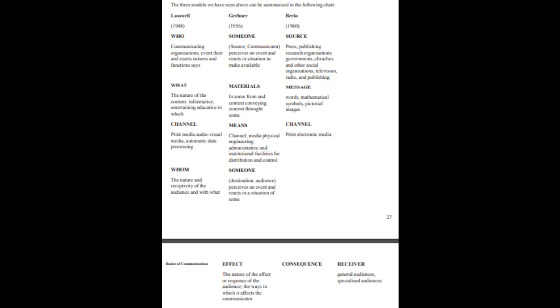Berlo's source-message-channel-receiver model, SMCR, popularized in his landmark volume The Process of Communication, continues to remain a useful interpretation of the process of communication. He introduces six constituents of the communication model, namely, the communication source, the encoder, the message, the channel, the decoder, and the communication receiver. These, he says, should not be viewed as separate things or entities or people. They are the names of behaviors that have to be performed for communication to occur. The three models we have seen above can be summarized in the following chart.